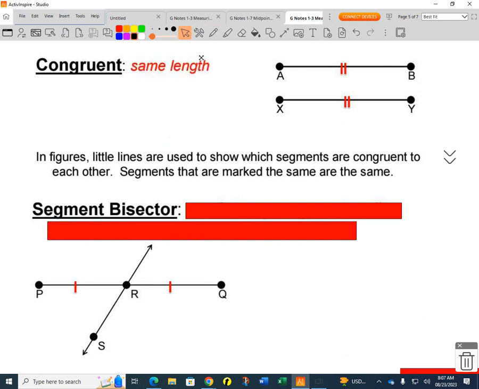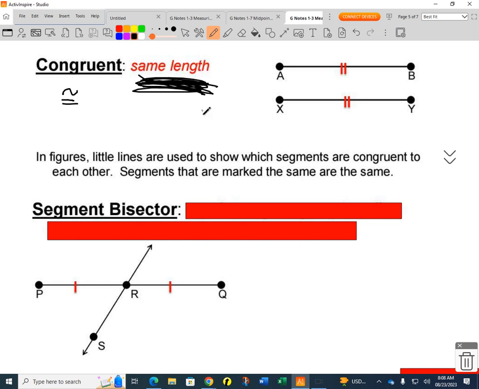Congruent means same length. I think you already have that in there. Let's underline it. I need to know that you're paying attention. So underline it. Congruent. This is the symbol that means things are congruent. It means they're the same length. In figures, the little lines are used to show which segments are congruent to each other. Segments that are marked the same are the same. By the same token, segments that aren't marked the same aren't the same length.